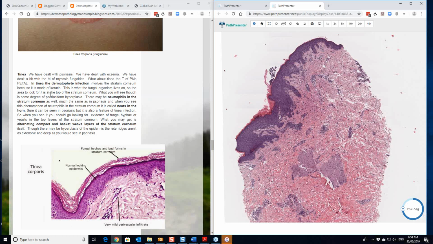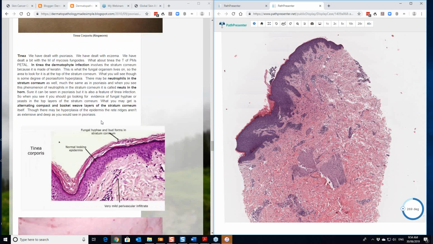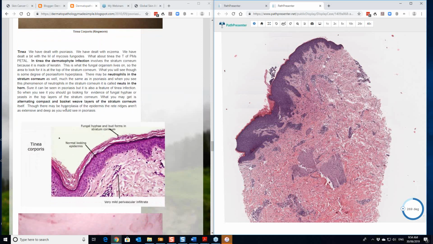Dermatophyte infection involves the stratum corneum because it's made up of keratin. That's what the fungus eats. There is a degree of psoriasiform hyperplasia, more in that one than perhaps in that one. Neutrophils in the stratum corneum, well, we certainly saw that up here. Always look at the stratum corneum if you're considering a tinea infection.